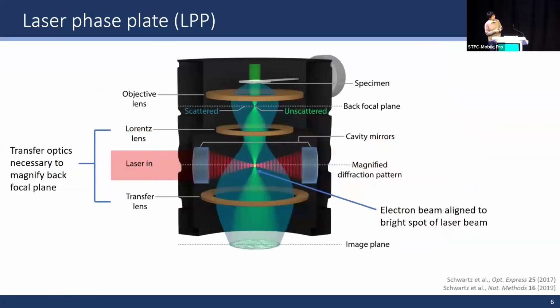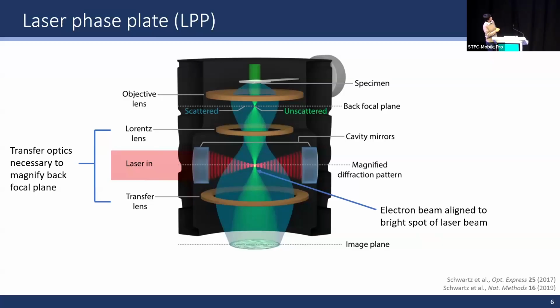A slightly more detailed schematic. As I showed before, the electron beam interacts with the specimen. The unscattered portion focuses at the diffraction or back focal plane. But in normal microscopes, due to geometric constraints, it's actually very difficult to insert a laser faceplate in this plane. So we need transfer optics to magnify this back focal plane for us to insert this cavity. I'll come back to this point in a bit, but the presence of these transfer optics increases the aberrations in the system, and that's something to make note of.